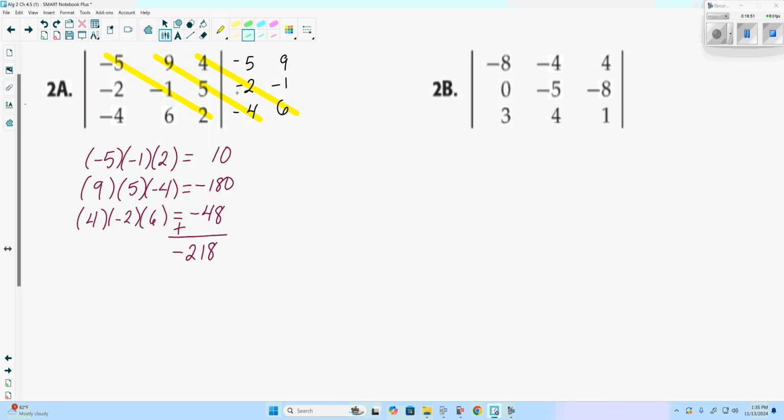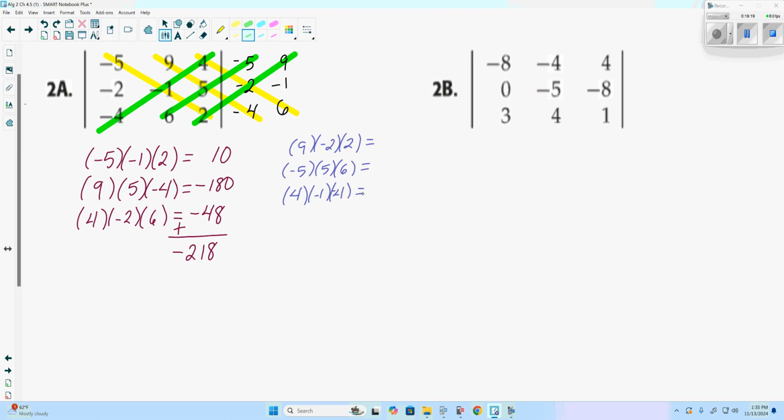Switch color of my pen. Now we're going to go the other direction. 9 times -2 times 2. Then we'd have -5 times 5 times 6. And lastly, we have 4 times -1 times -4. Well, 9 times -2 times 2, I believe should be -36.